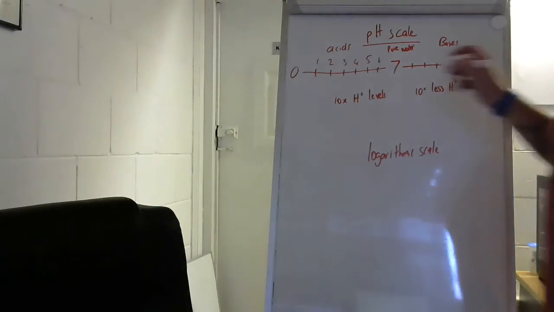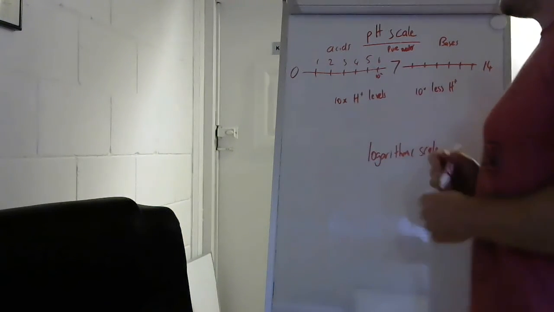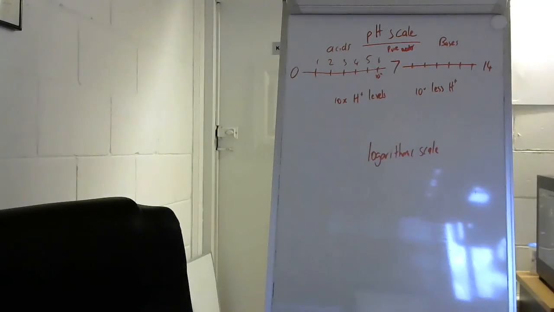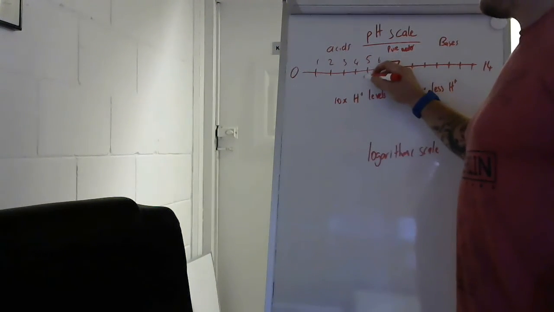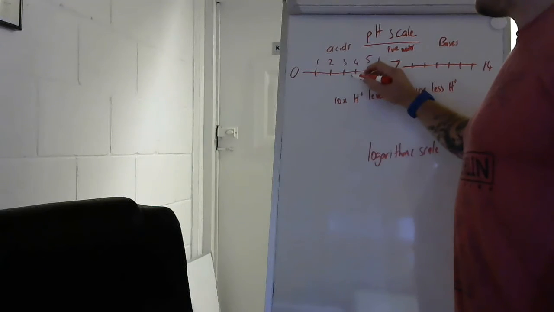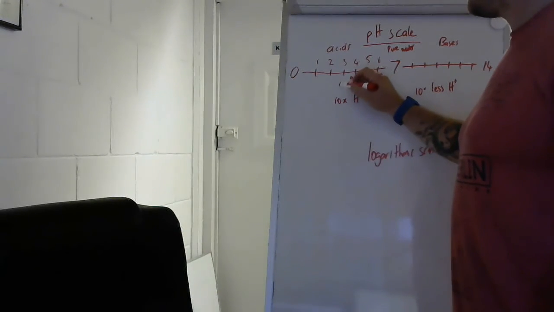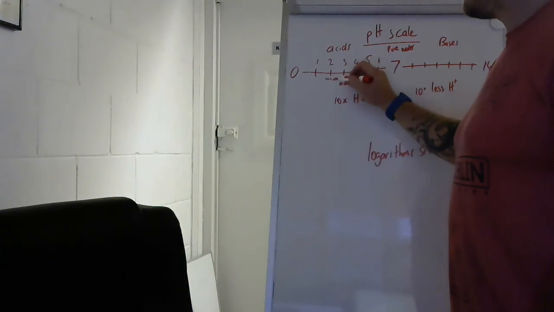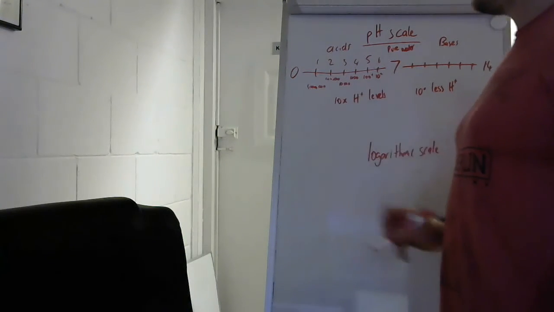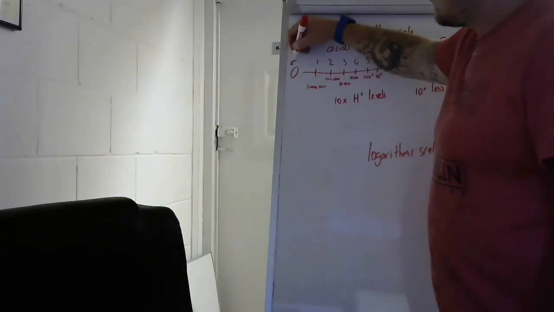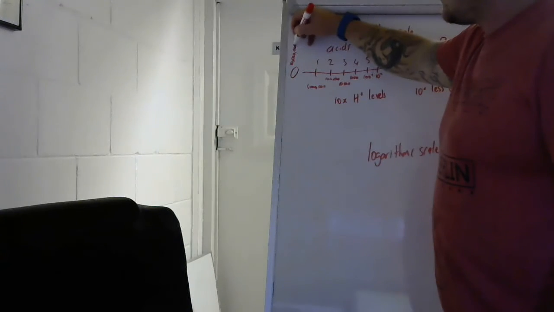So pH 6 is 10 times as much H plus as pH 7. pH 5 is 100 times. pH 4 is 1,000 times. pH 3, 10,000 times. pH 2, 100,000, 1 million times. pH 0 is 10 million times.